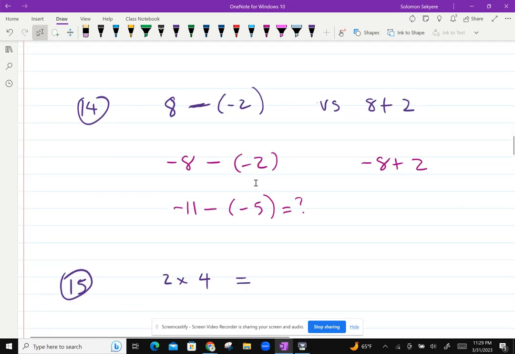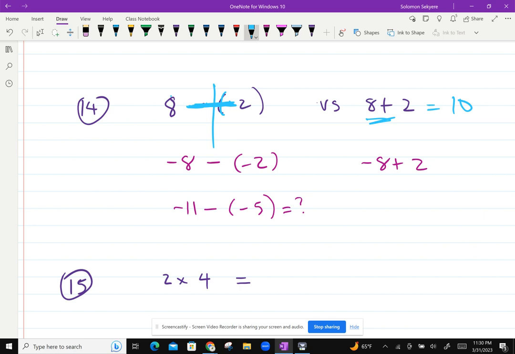Okay, now something new. What if I have 8 minus, and then I do negative 2? So I have minus, and then negative, so it's 2 negative signs in a row. When you have that, join them, becomes a plus. So 8 minus negative 2 becomes 8 plus 2, which is 10.